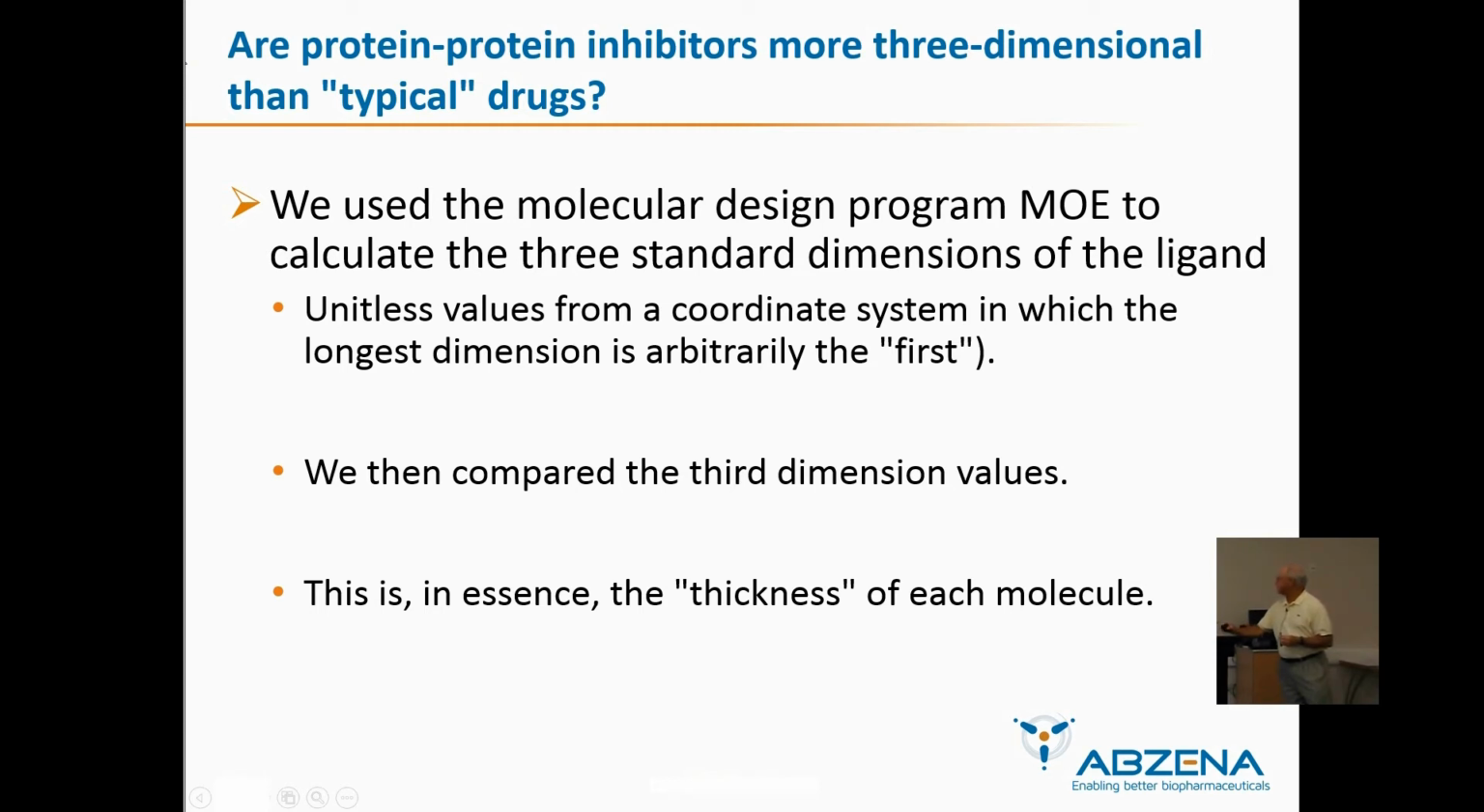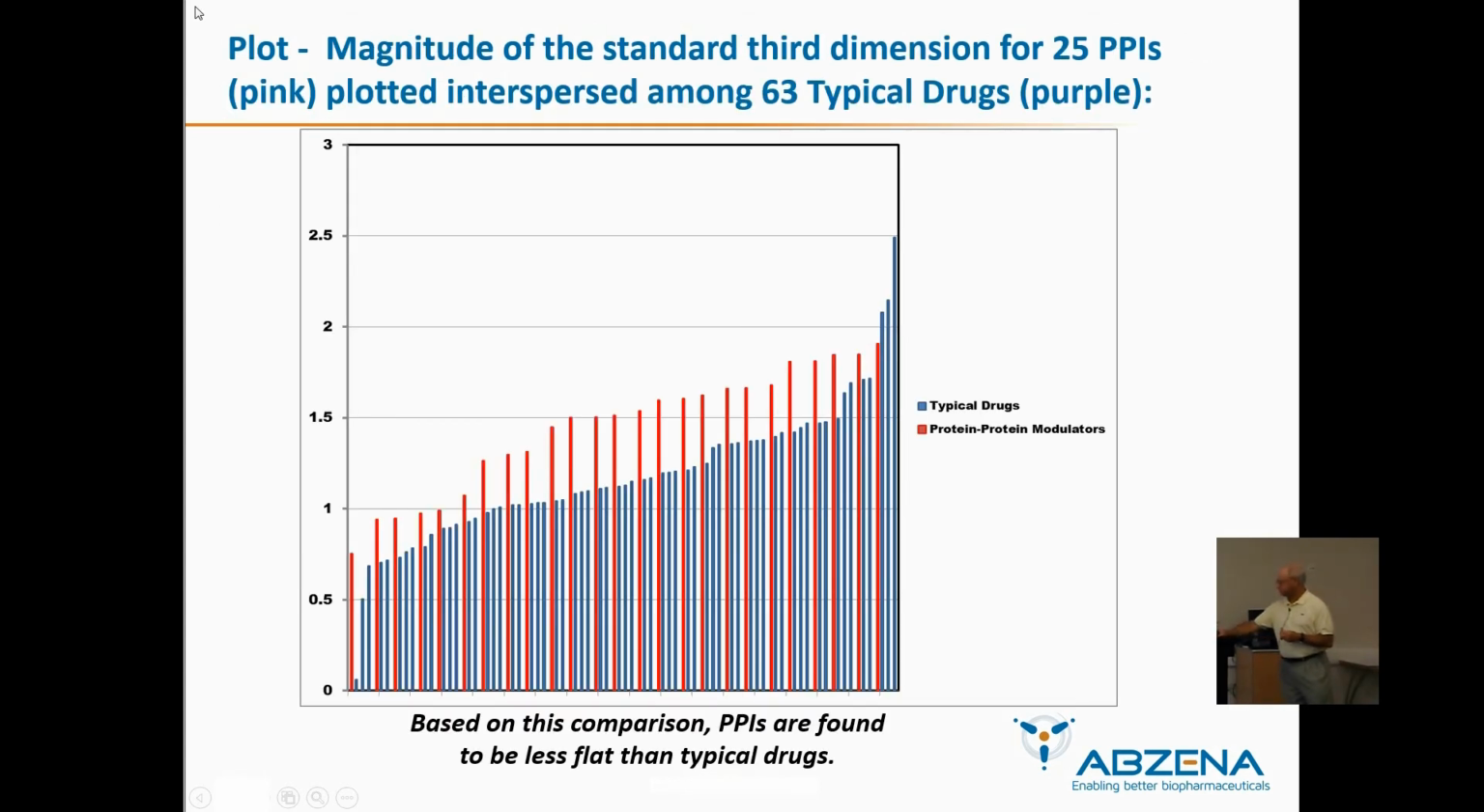And if you plot those against the typical drug, so in pink are the protein-protein inhibitors, and then in blue are the typical drugs. You see that the protein-protein inhibitors are clearly more sort of three-dimensional than typical drugs.